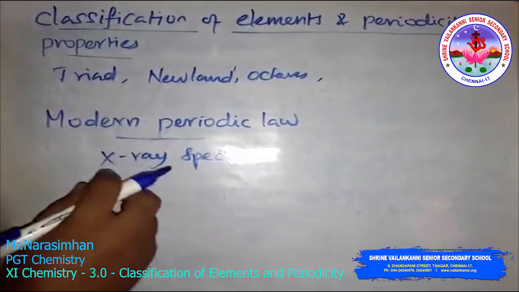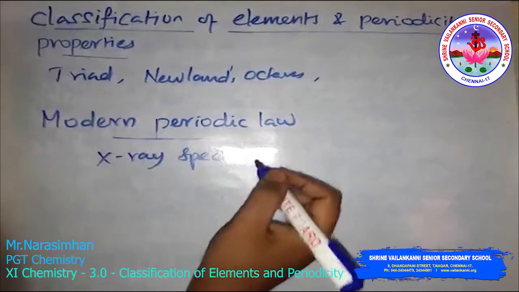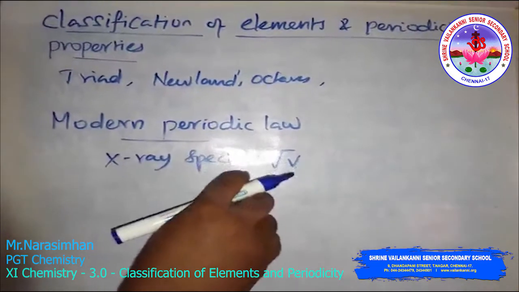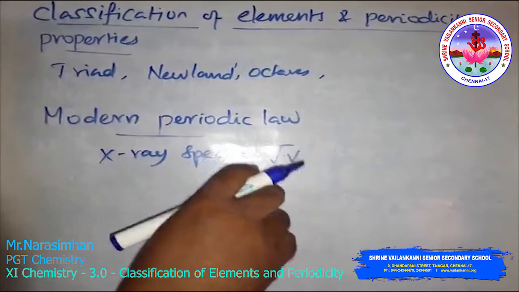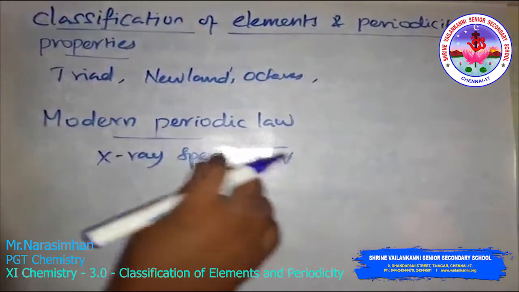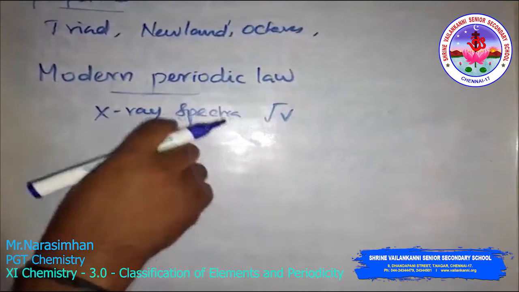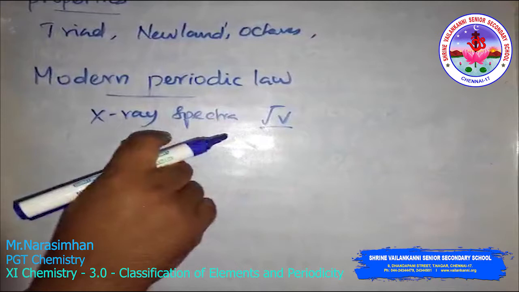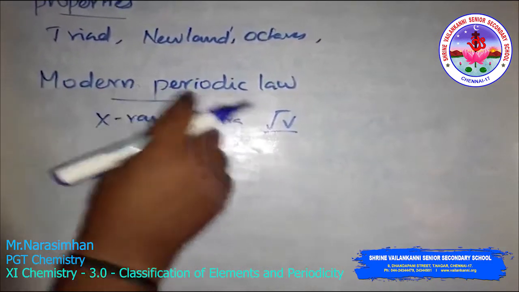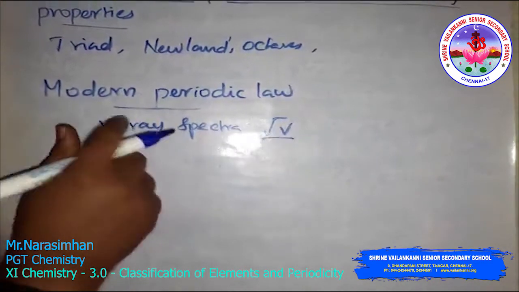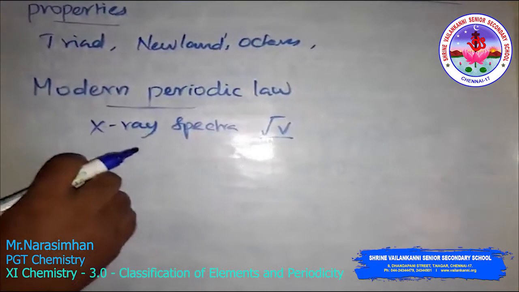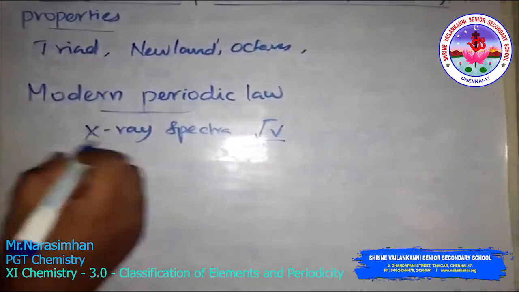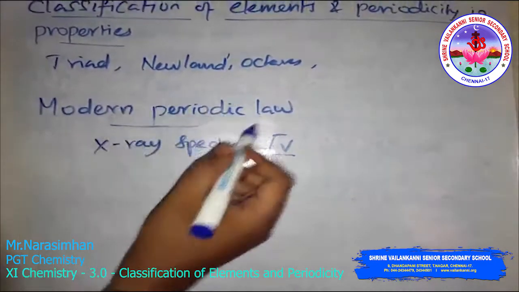He plotted the square root of ν, where ν is the frequency of X-rays emitted, against the atomic number Z. This gave a straight line, unlike the plot of root ν versus atomic mass. The atomic number is a more fundamental property of an element than its atomic mass. So the Mendeleev periodic law was accordingly modified. This is called the modern periodic law.